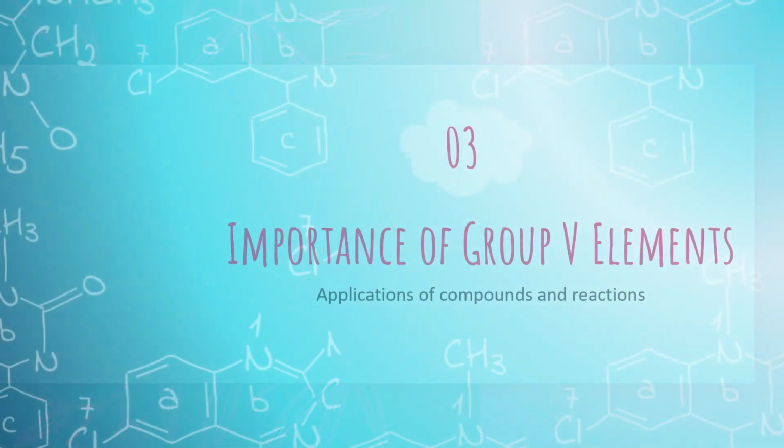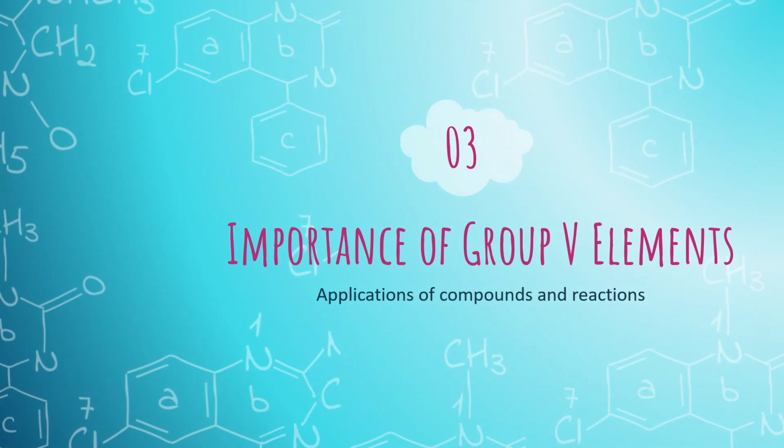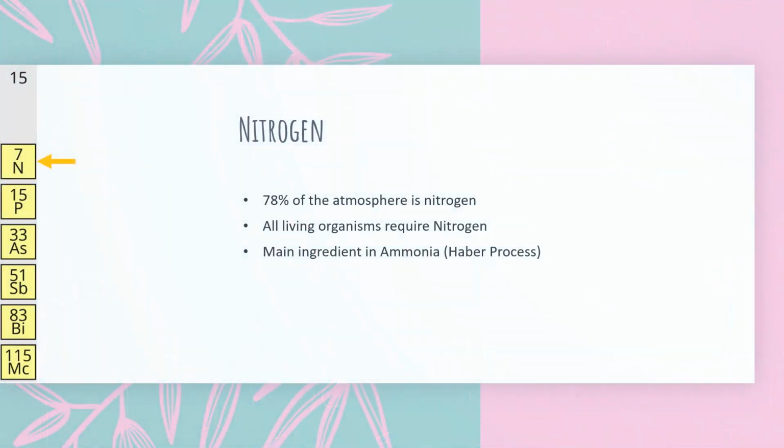Now, some basic importance of the elements in group 15. Nitrogen. As you probably know, 78% of the atmosphere is made of nitrogen. This means that every time you breathe, 78% of the air you breathe in is nitrogen. Furthermore, all living organisms require nitrogen because nitrogen plays an important role in the building of proteins and amino acids, which are crucial to carrying out normal bodily functions.